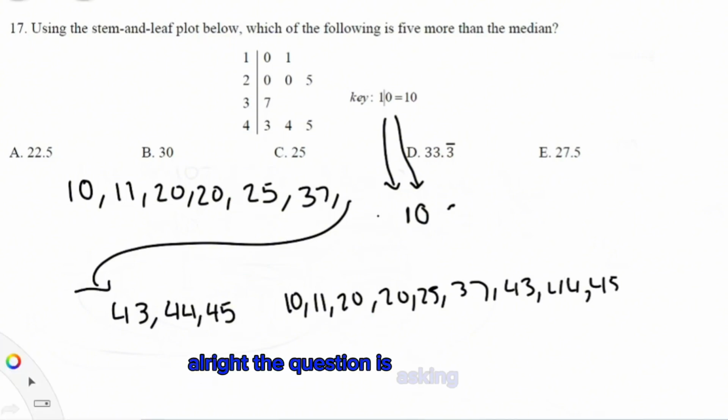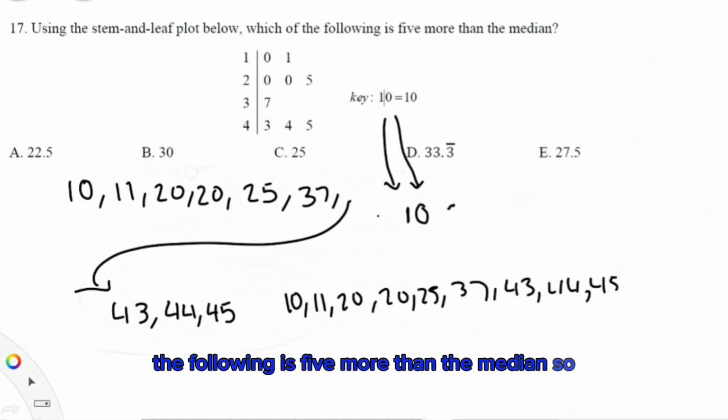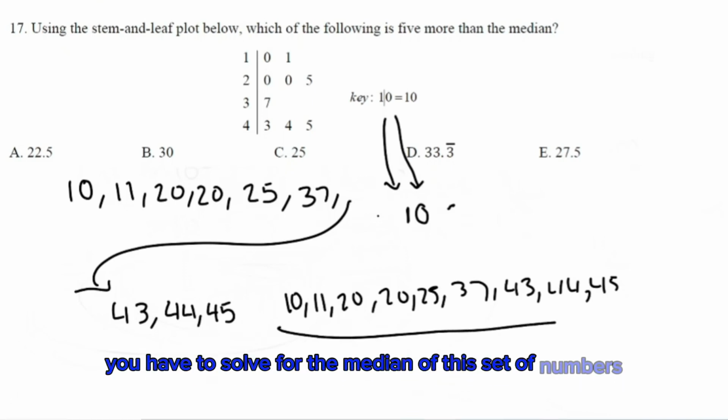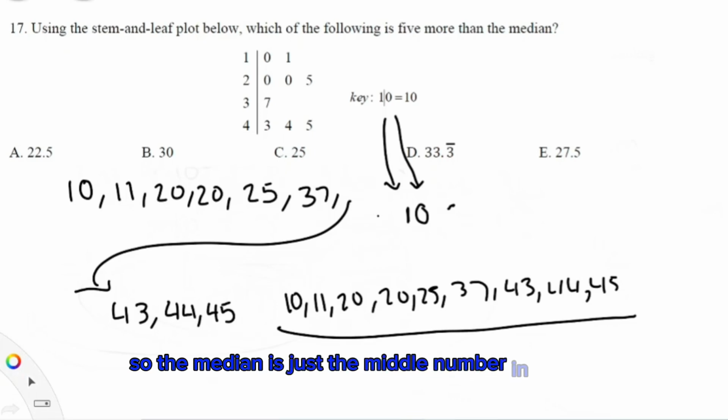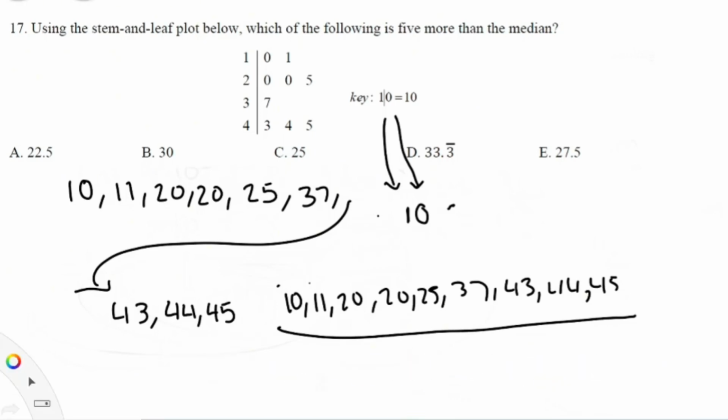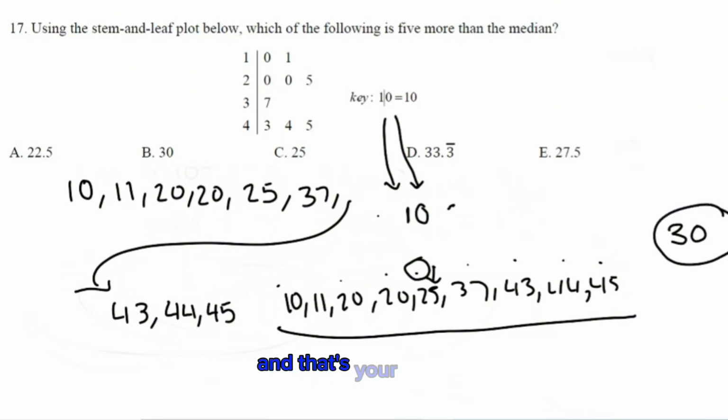The question is asking which of the following is 5 more than the median. So we have to solve for the median of this set of numbers. The median is just the middle number in the set. Let's count: 1, 2, 3, 4, 5, 6, 7, 8, 9 terms. That means the fifth term will be the term in the middle, and in this case the fifth term is 25. So 25 is our median. We just add 5, and that's 30. And that's your answer.